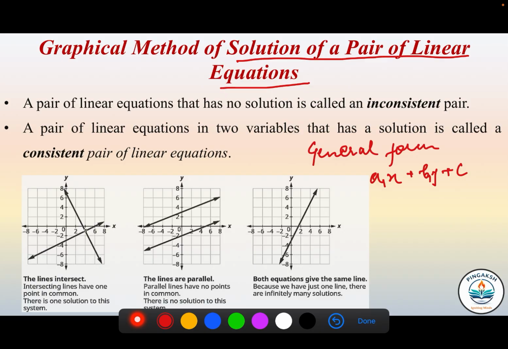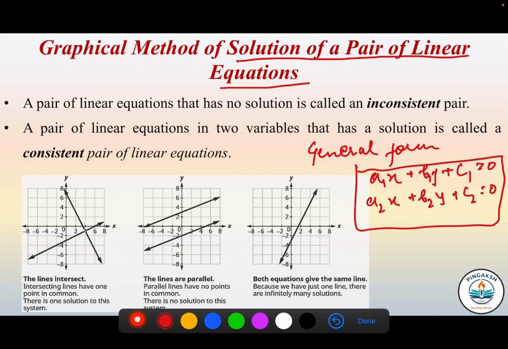If two equations are a1x plus b1y plus c1 is equal to 0 and a2x plus b2y plus c2 is equal to 0, this is the general form of representing these two linear equations. These equations represent straight lines. If we plot these linear equations, we will get straight lines. On the basis of this, we are going to talk about the solution of these equations.